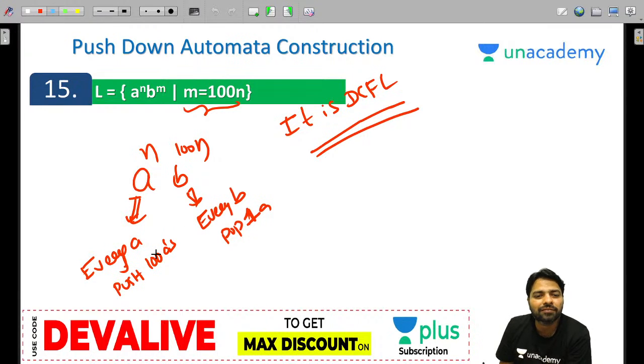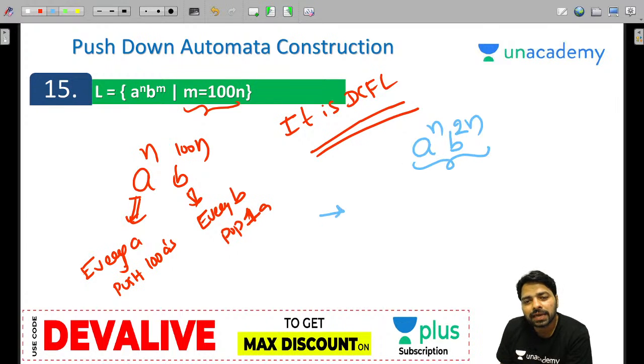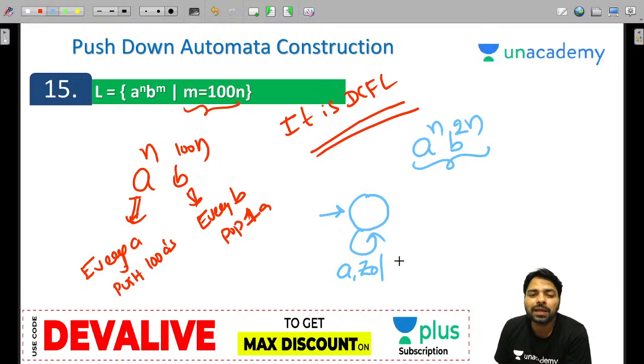Just think about it, I have clearly told you, right? a power n, b power 2n. I have shown you a machine, right? Same machine you take. What do you do? a comma Z0. Previously you were pushing 2 a's. Now what do you do? a power 100 Z0. And a comma a power 100, already a is there.